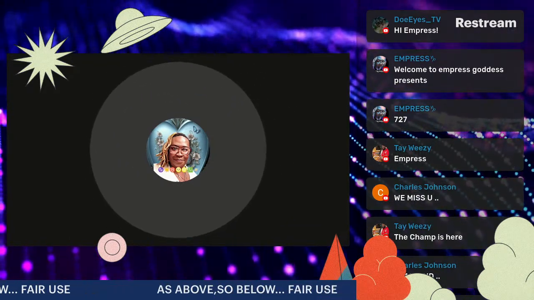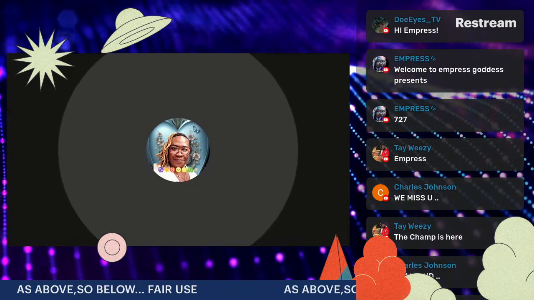Angelina Jolie, Julia Roberts, Tyra Banks, and John Travolta all have Cancer rising.